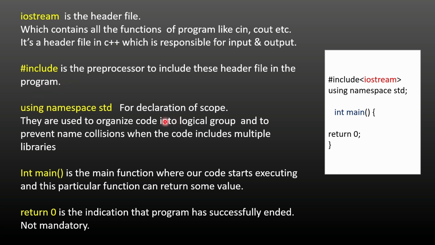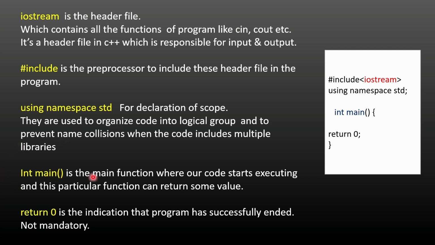Then using namespace std is for declaration of scope. Namespaces are used to organize code into logical groups and to prevent name collisions when the code includes multiple libraries. It is not required at this time. You will know this with time. If you don't understand using namespace, what is namespace, what is iostream, don't take pressure. You will know this with time.